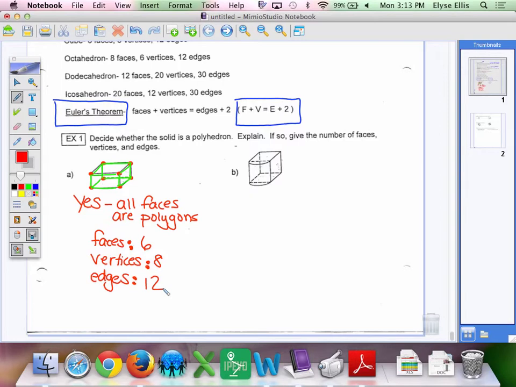Part B, totally different 3D shape. Is this one a polyhedron? This one is going to be no. And the reason is some of those edges are rounded. Kind of looks like there's a half a circle shoved on the front of that face, and that doesn't count. We need all flat, straight sides.